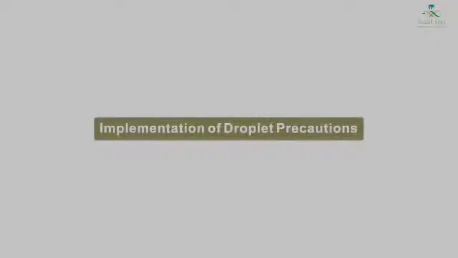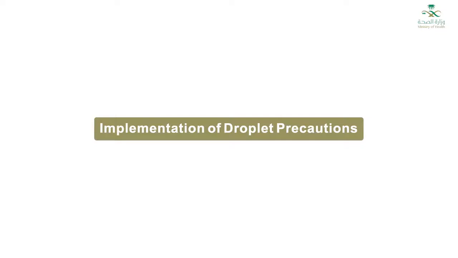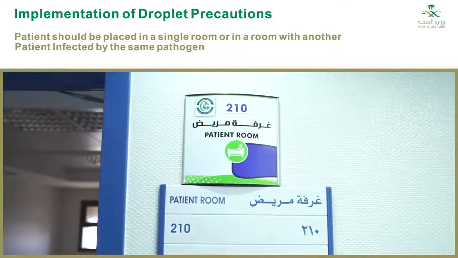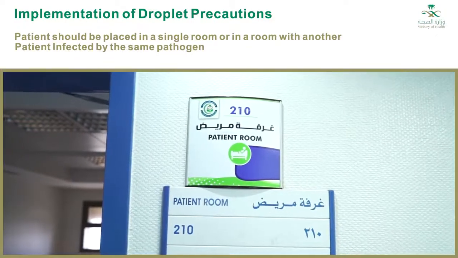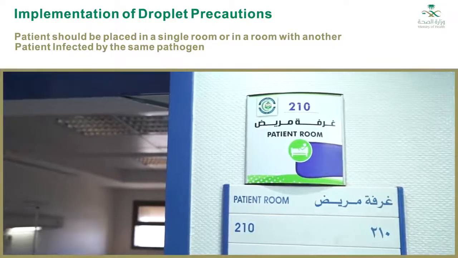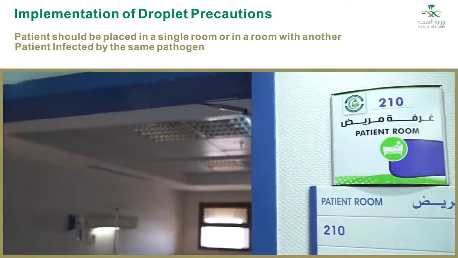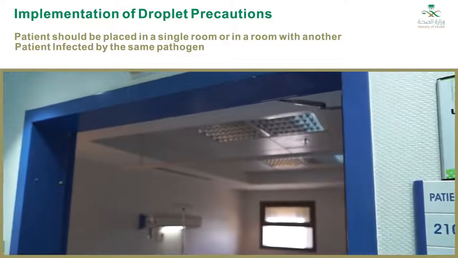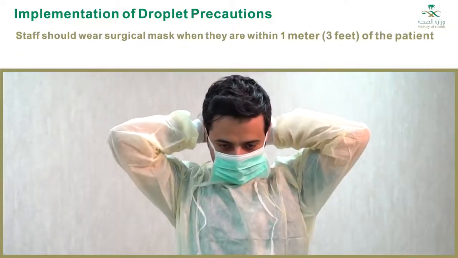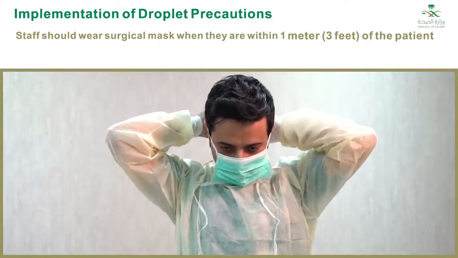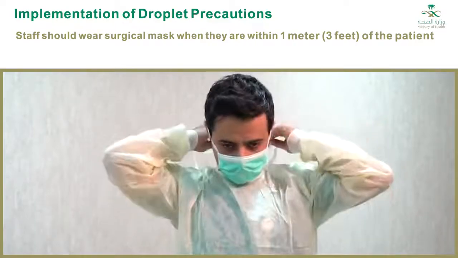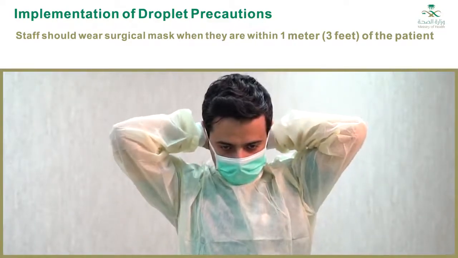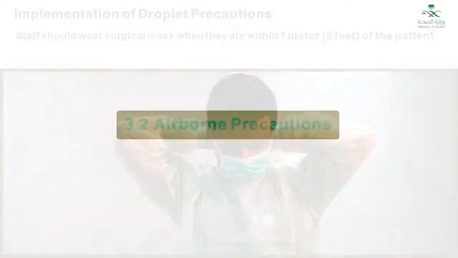Precautions must be implemented to prevent droplet transmission. Implementation of droplet precautions. The patient should be placed in a single room if available, and the door can remain open. If single rooms are not available, patients who are infected or colonized with the same microorganism may share a room. Staff should wear a surgical mask when within 1 meter of the patient. In addition, the staff should perform hand hygiene prior to entering and immediately after leaving the patient's room.